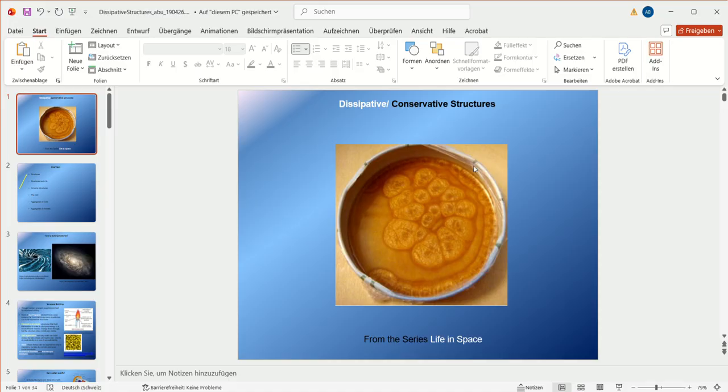One example is here already on the picture, which is a Rayleigh-Benard structure, which is more or less convection in a thick fluid that is heated from below. So there are these cells where the warm soup comes up and colder soup goes down.